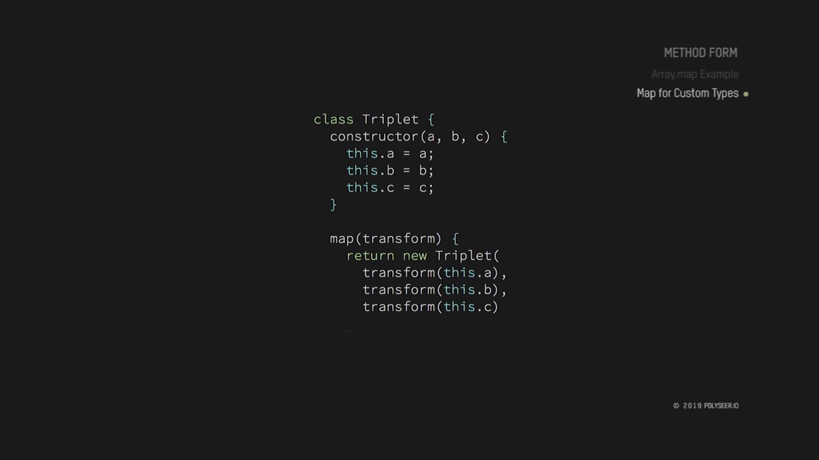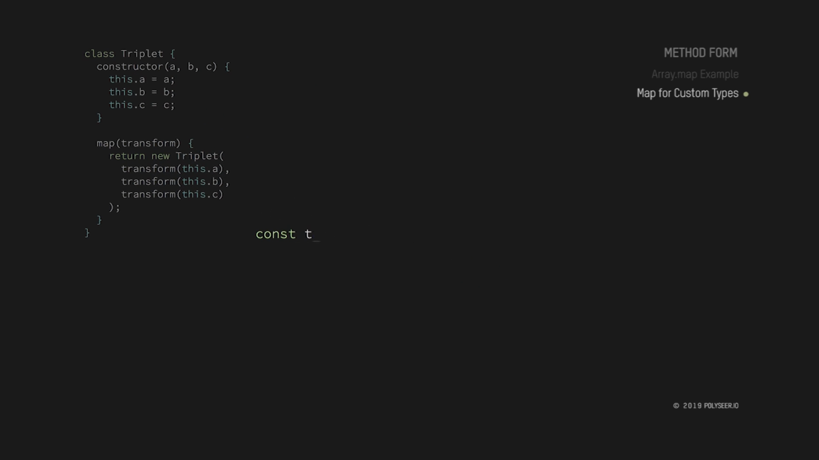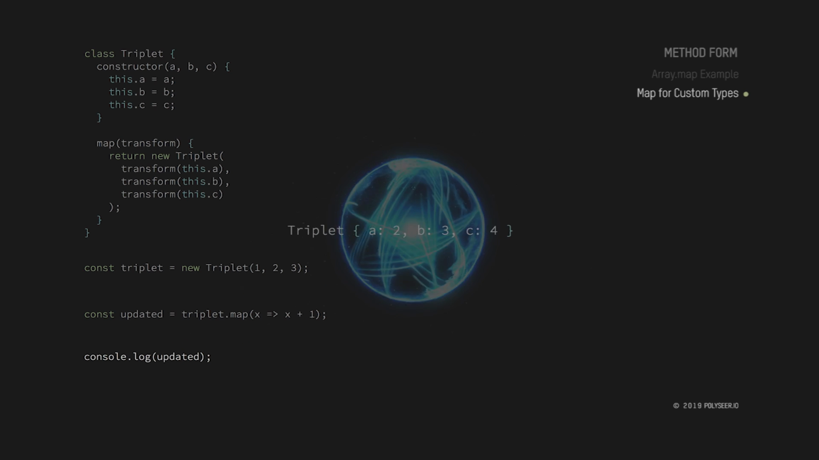This example sort of shows us what's happening internally when we call map on an array. It's really going through its internal collection and calling that transformation on each element. If we were to use this, we could create a new instance of our triplet with 1, 2, and 3. And then if we were to, let's say, store an updated triplet by calling our map method and then passing it x plus 1 as an anonymous function, and then log the result, we would get a new triplet that would have, I believe, A as 2, B as 3, and C as 4.